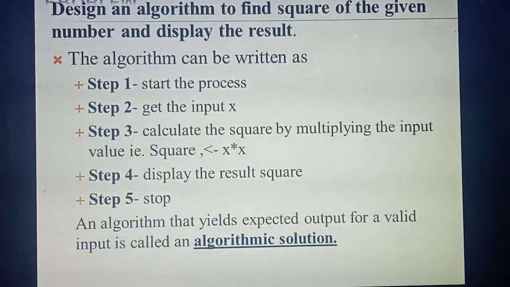You need to process. So step 3. Calculate the square by multiplying the input value. That is, square means how many times you need to multiply? 2 times. X square, isn't it? That is x into x.